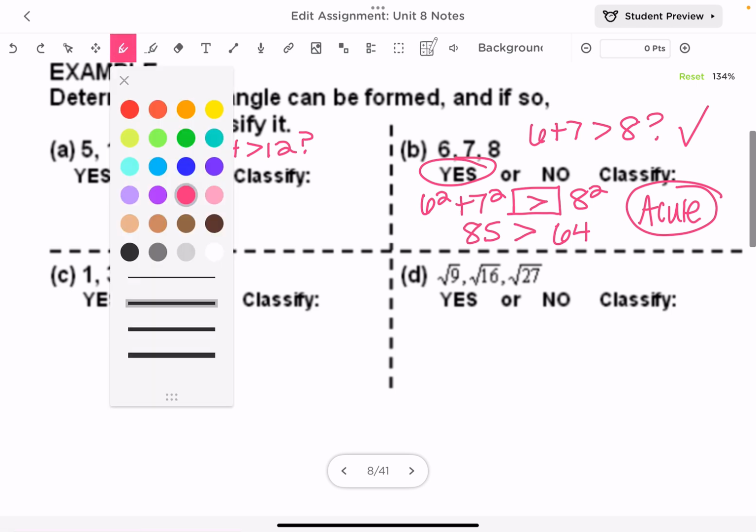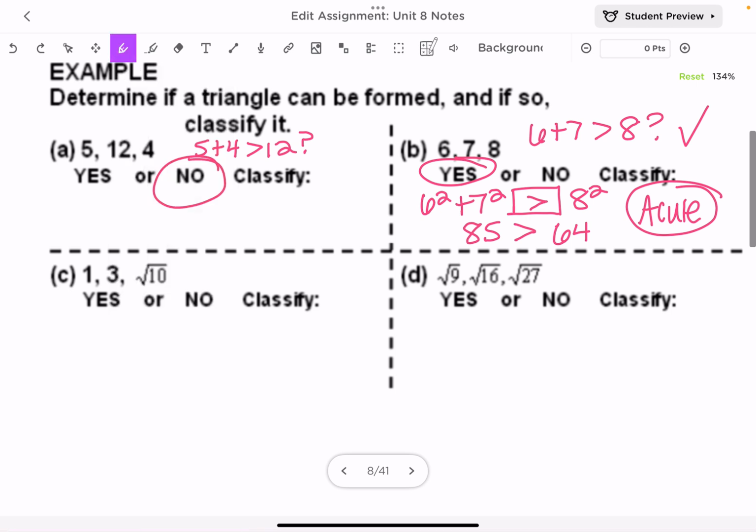All right, C says we've got 1, 3, and square root of 10. Now, I don't know what square root of 10 is off the top of my head, so I'm going to type that in the calculator, and it's about 3.2. Just to get an idea, because I don't even know what number would be the biggest here. But now I can see that that is the biggest. So is 1 plus 3 greater than 3.2? Yes. So it is a triangle.